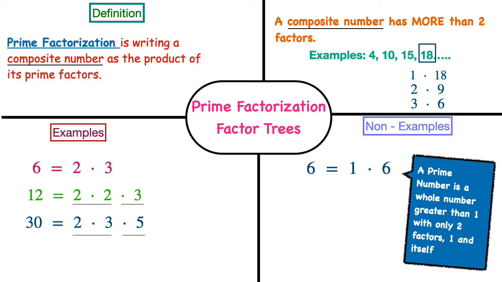Let's go ahead and look at 12. If I write 12 as 3 times 4, this is not the prime factorization of 12 because yes, 3 is a prime factor, but 4 is not. One more, let's look at 30. If I write 30 as 5 times 6, this is not the prime factorization of 30 because yes, 5 is a prime factor, but 6 is not.